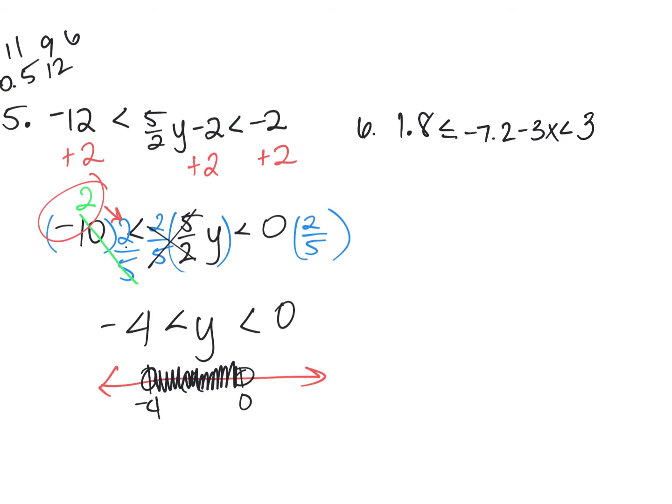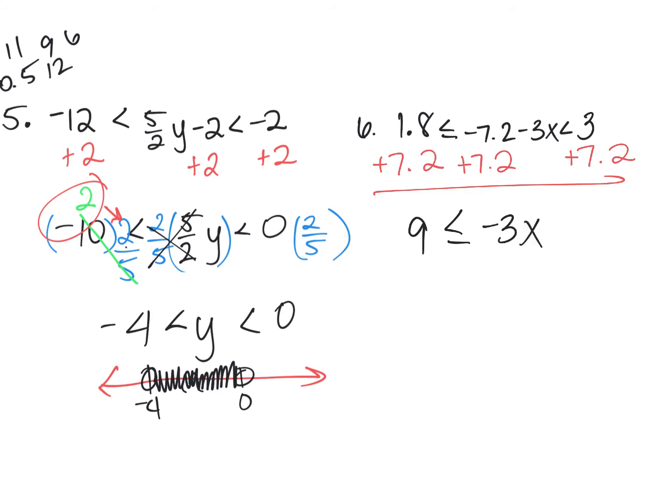Number 6. What do we have in the middle? Negative 7.2 plus 3x. So we're going to add 7.2. And we get 0.9, right? Is less than or equal to negative 3x. Is less than 10.2. And then we'll divide everything by negative 3.